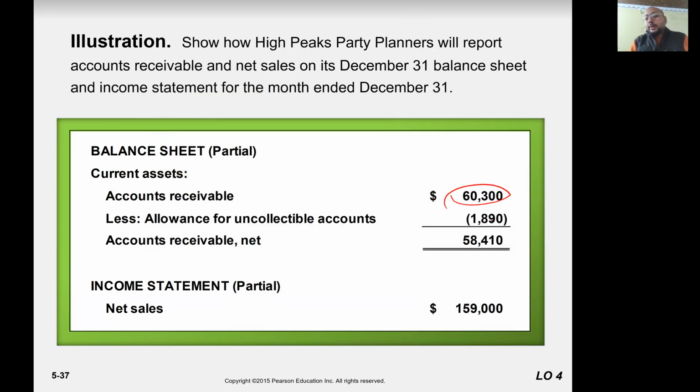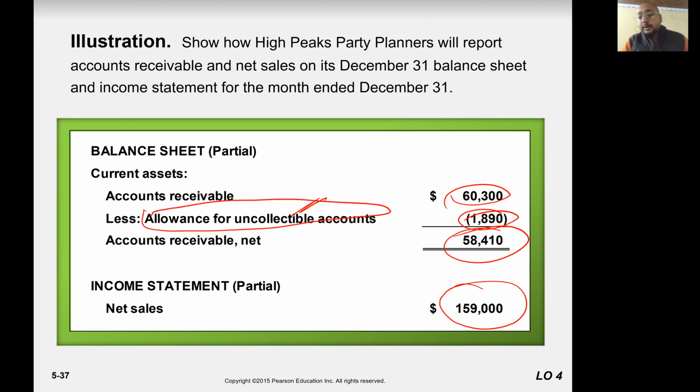So how are we going to show it on the balance sheet? Simple. Net of the allowance, the answer is this one. And on the income statement, sales are 159,000. Simple. So that's how you account for the accounts receivable. The trick here is the allowance for uncollectible.